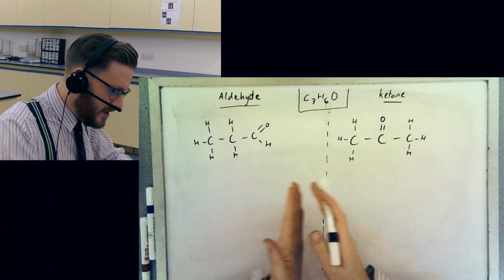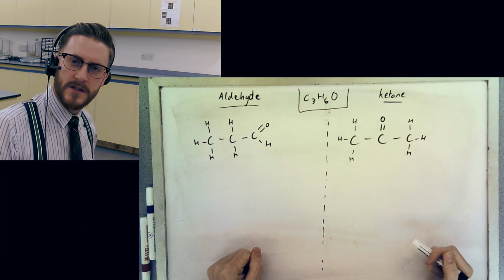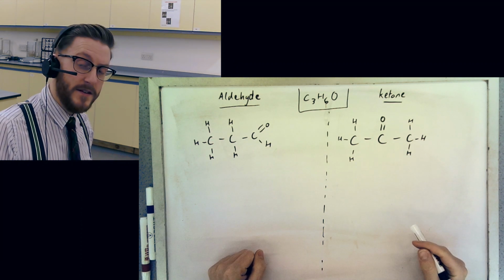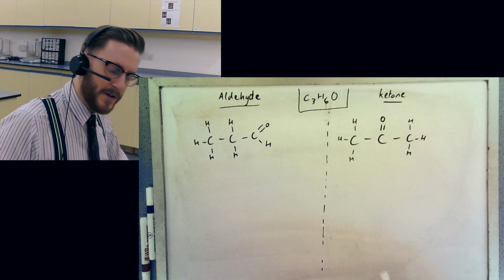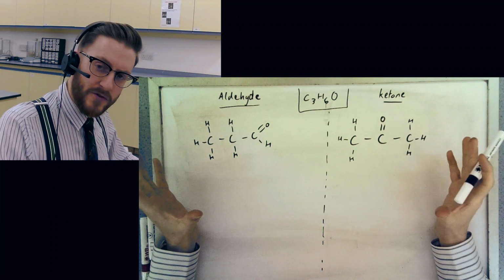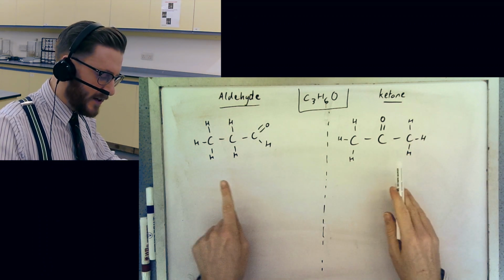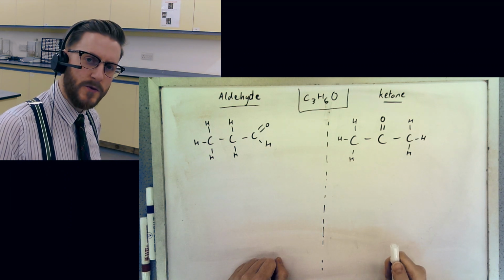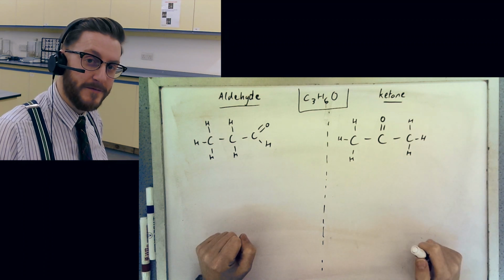They have the same formula, C3H6O is the same for both of them. That would make these isomers. So isomers: same chemical formula, but different structural formula, these two isomers. And yet that different structure means that they are going to react in different ways. One of the ways I would tell the difference between these two is through an oxidation reaction.